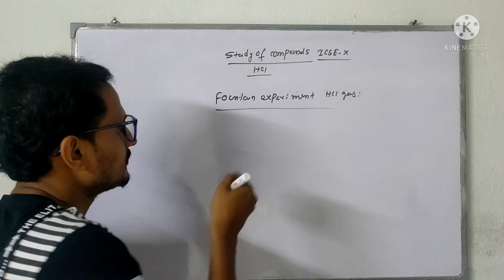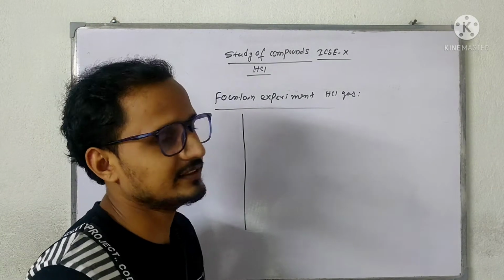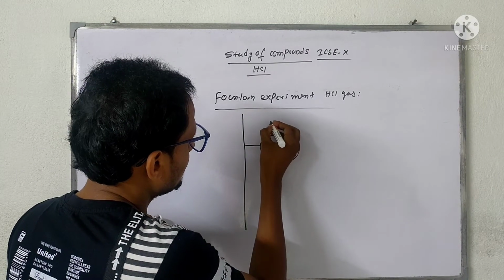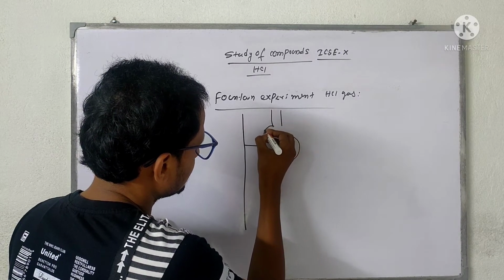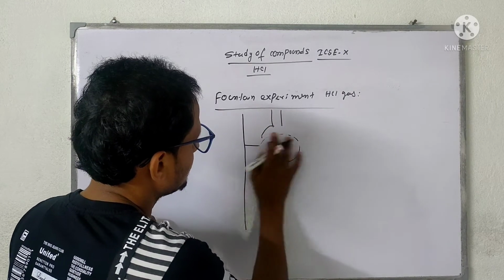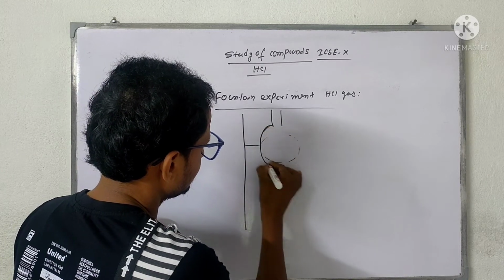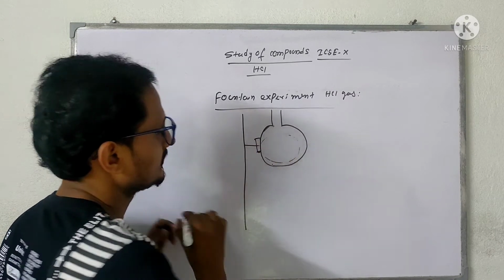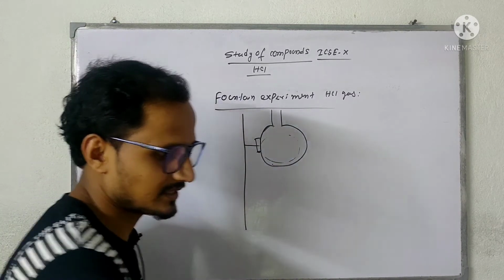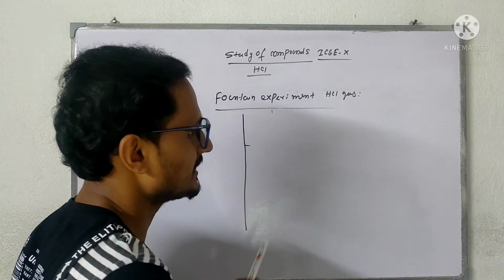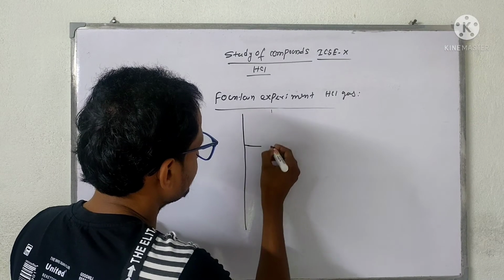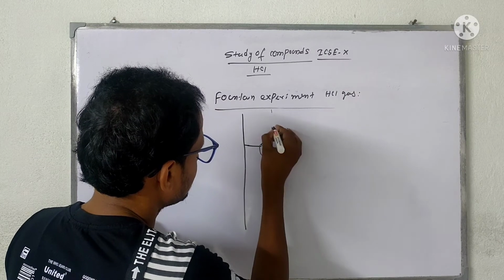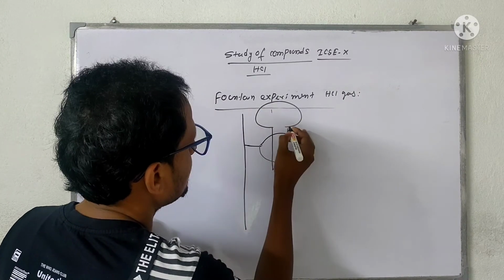So we have to take an iron stand, and there we have to keep a round bottom flask like this. We have to clamp the round bottom flask. Now this round bottom flask will not be placed like this. We will place it in the opposite direction, like this, with a clamp. This is the round bottom flask.